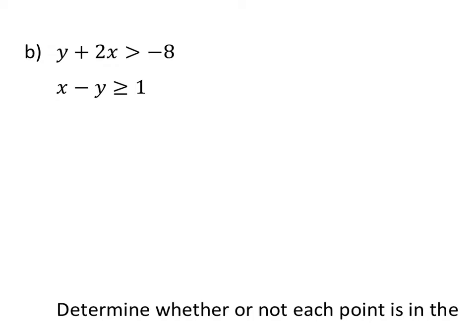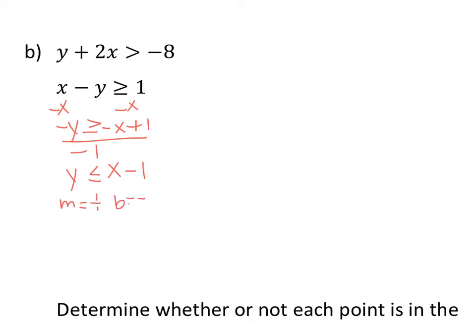I'll start with the second one here. I'm going to subtract x from both sides, and I get negative y is greater than or equal to negative x plus 1. I need to divide by negative 1, and remember, when we multiply or divide by a negative with inequalities, we flip the symbol. So it becomes y is less than or equal to positive x minus 1. Our slope here is 1 over 1, and our y-intercept is negative 1.